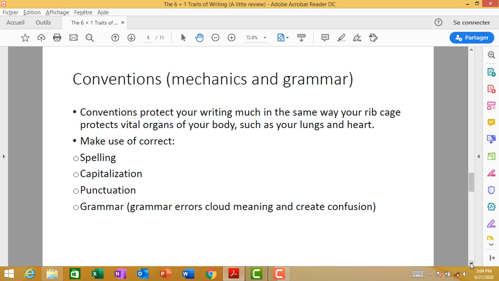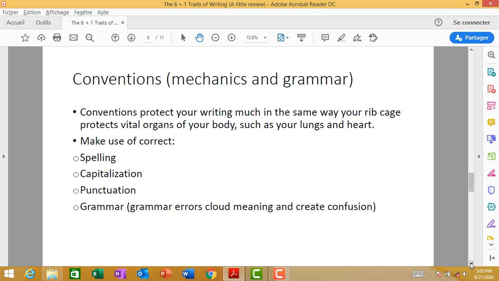Now, conventions, they are not my favorite, but they are very important. As you can see, they have to do with grammar, the mechanics. Conventions protect your writing much in the same way your rib cage protects your vital organs, such as your lungs and your heart. So you have to make use of correct spelling, correct capitalization, correct punctuation.